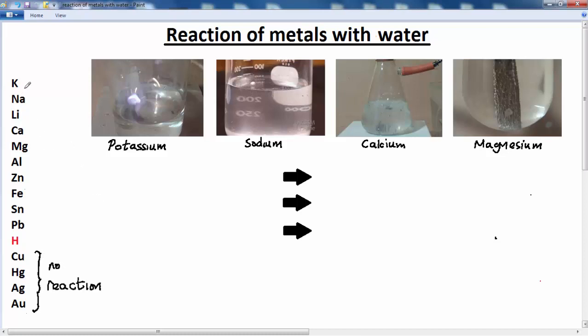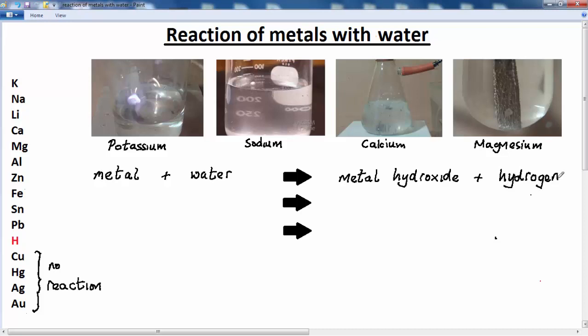But if we take the first 5 elements, potassium, sodium, lithium, calcium and magnesium, they will react with water to produce a metal hydroxide and hydrogen. For this reason they are known as the alkaline metals. Let's write the general equation. So we have the metal plus water produces a metal hydroxide plus hydrogen gas.